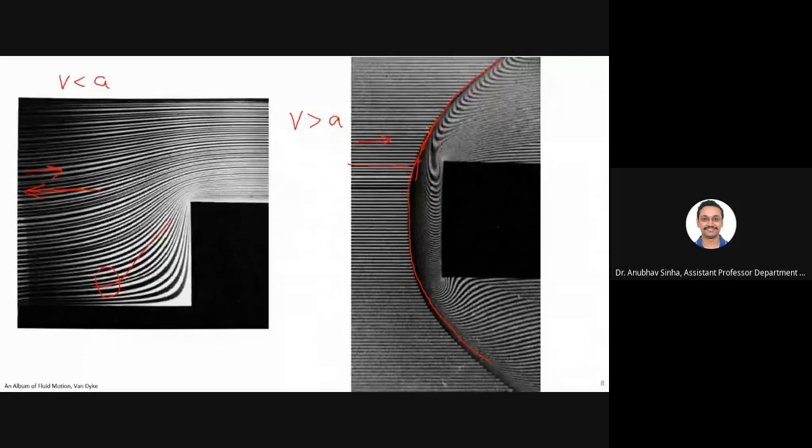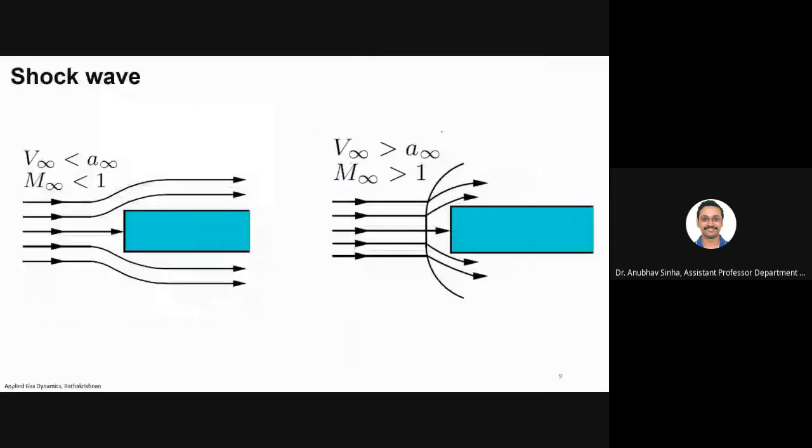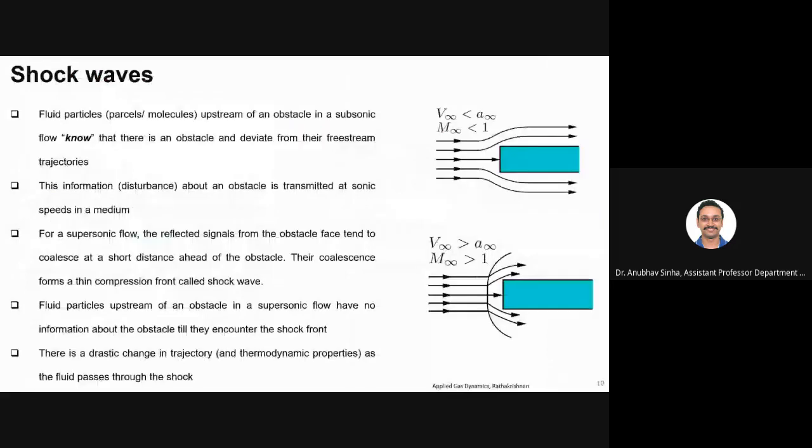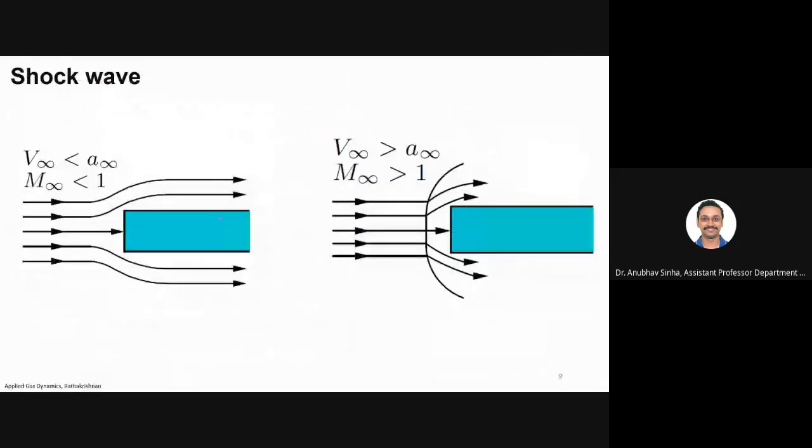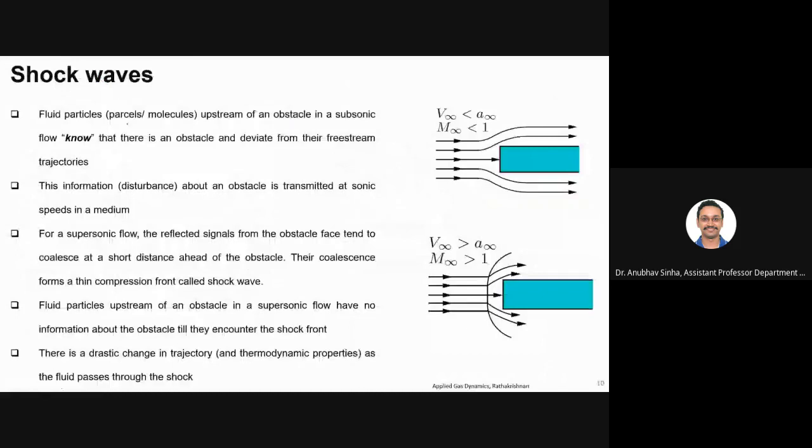Okay, there is a step change in properties that we'll see shortly. But this is how shock is getting formed. So what happens is that fluid particles upstream of an obstacle like this know that something is there. There is an obstacle and they deviate from their path.